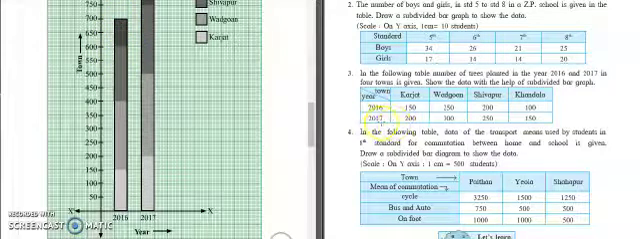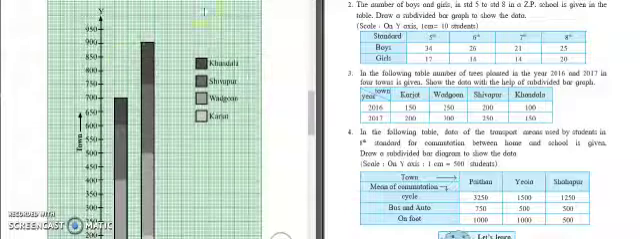Now you have to do the same for 2017. Karjat 200. Then for Vadgaon add 300 to 200, you will get 500. Then for Shivapur add 250, you will get 750. And then for Khandala add again 150, so you will get 900. So this is the subdivided bar graph.